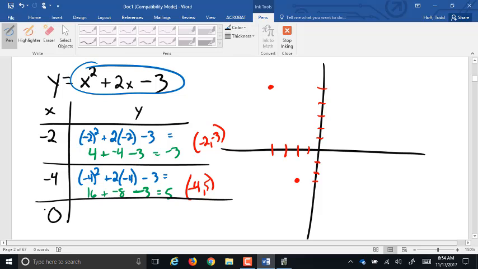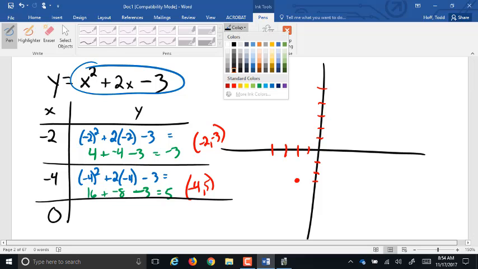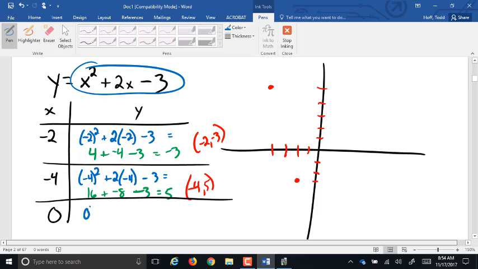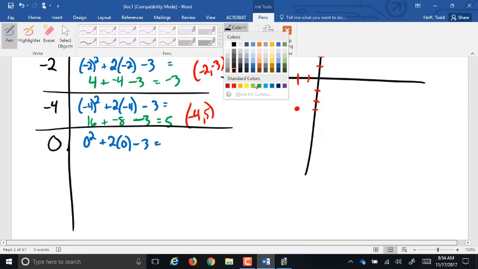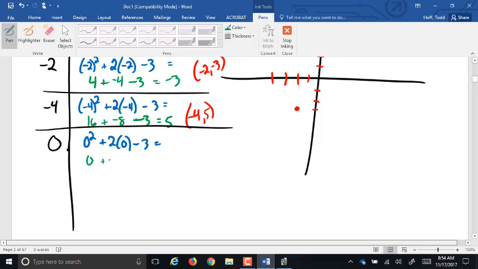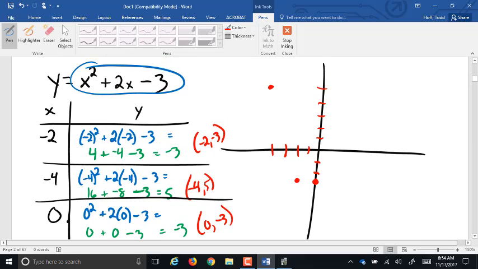Let's try something a little easier like 0. So it's 0 squared plus 2 times 0 minus 3. What is 0 squared? 0 squared is 0 plus 2 times 0 is 0 minus 3 is negative 3. You are correct, sir. So 0, negative 3. That would be right there. My guess is we are not dealing with a line.